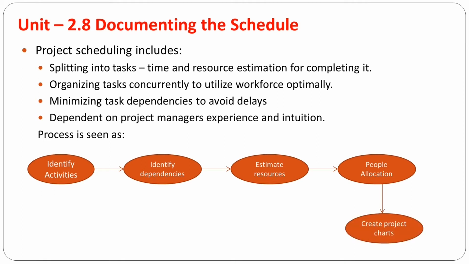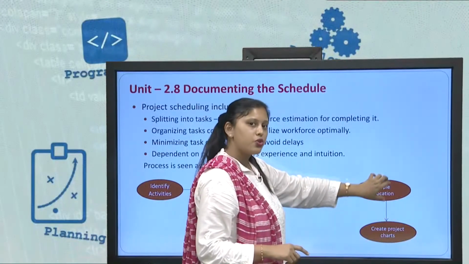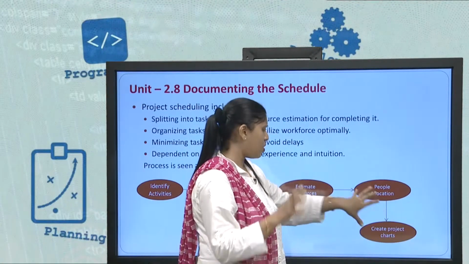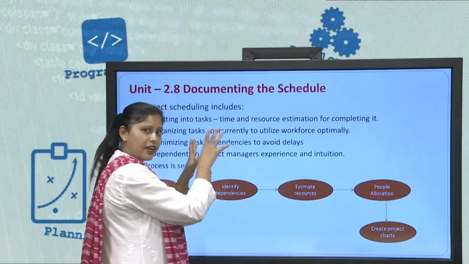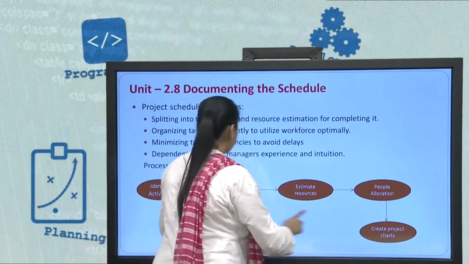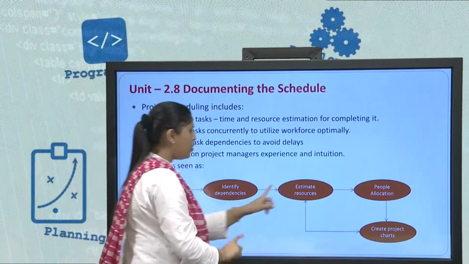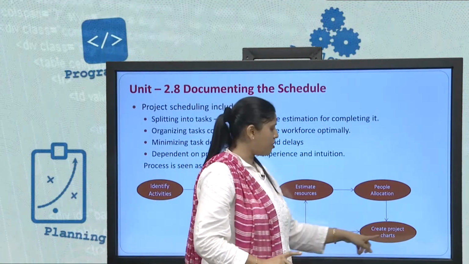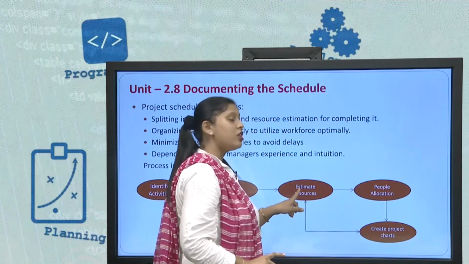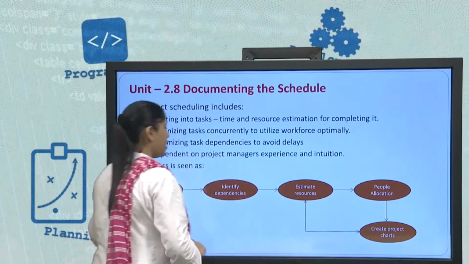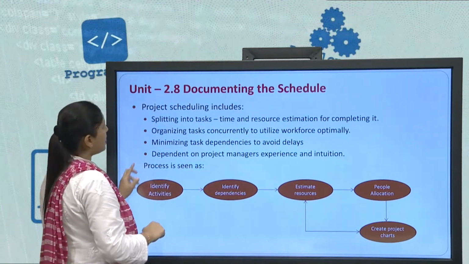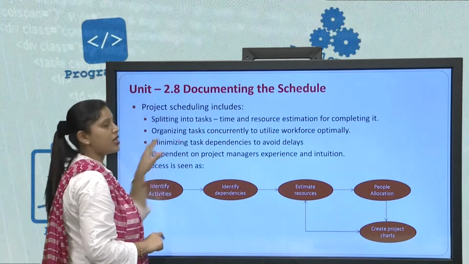Then, create project charts. You have to create project charts showing that this particular set of people is doing this much task. Then maybe set of people 2 is doing this much work, and you can even estimate your resources and create your project charts on the basis of your resources. So, this is how you construct a particular project scheduling process.